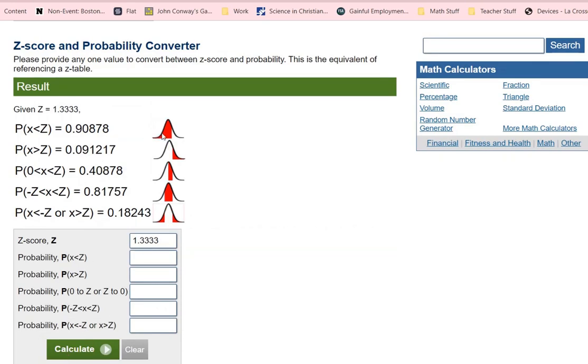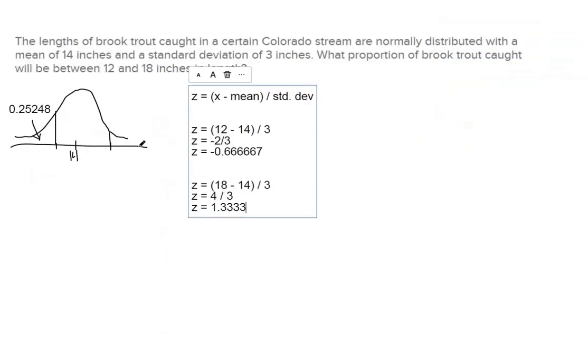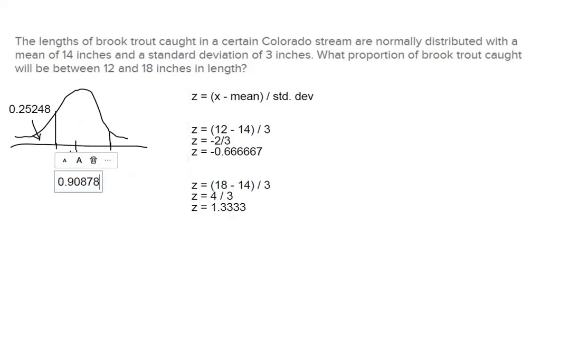And so again, the area to the left is 0.90878. So that's saying all this area to the left of that 18 that we drew, including this other area, is going to be a little over 90% chance of having something less than 18 inches.